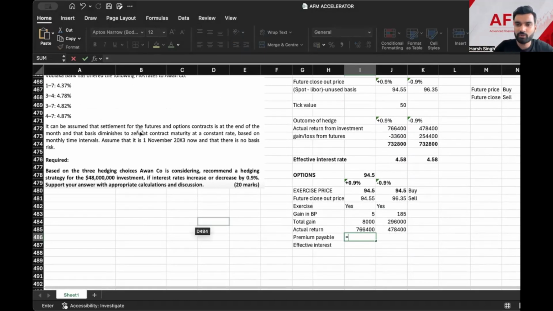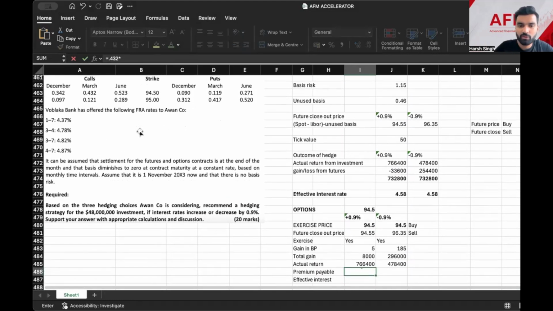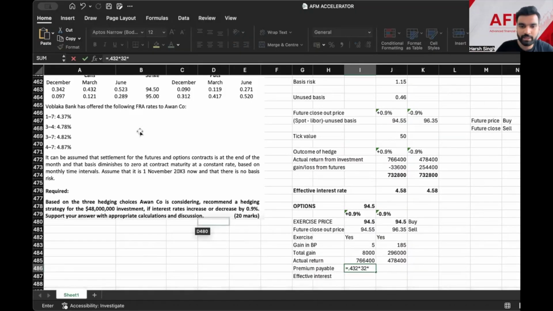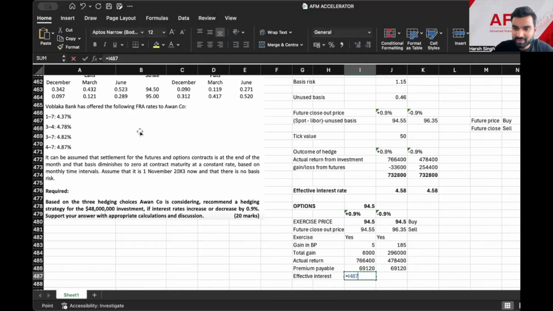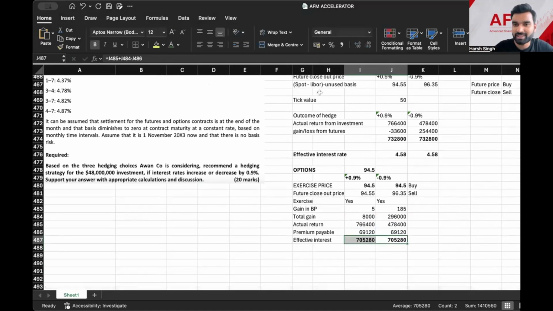So it will be equal to 0.43432 multiplied by total number of contracts, which is 32, multiplied by tick, which is 50, multiplied by spot, which is 100. I can directly take the values from above as well, but I just don't want to note them down again and again. This is actual return plus this is the gain minus this is the premium, right? Wow. So again, I got this correct answer, everyone.